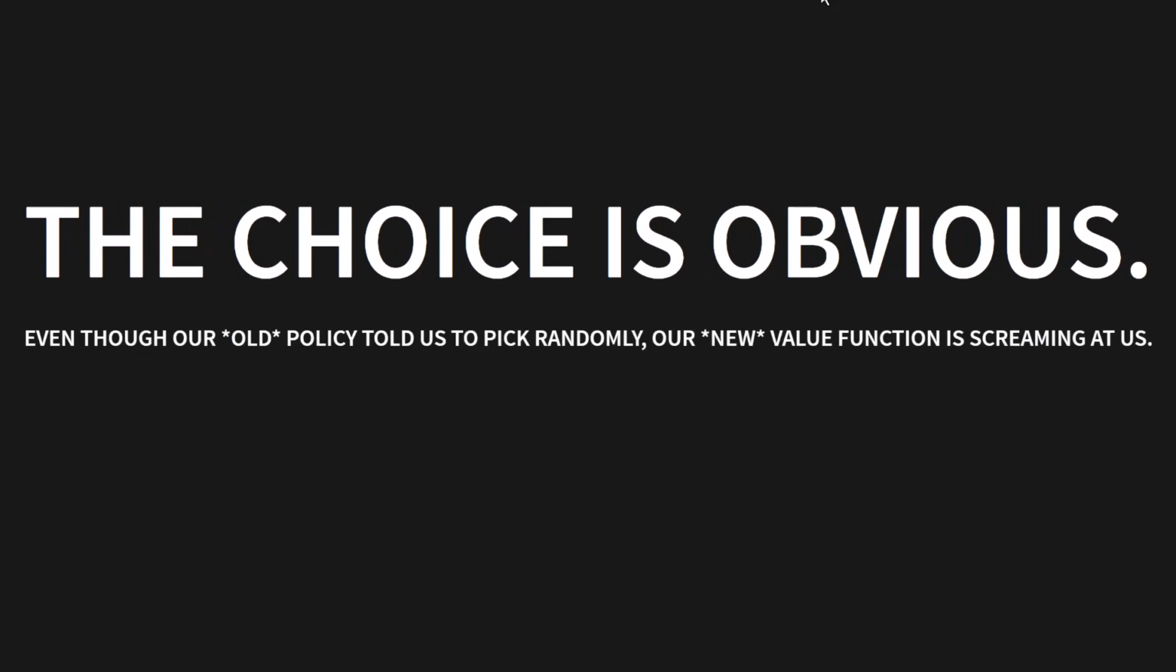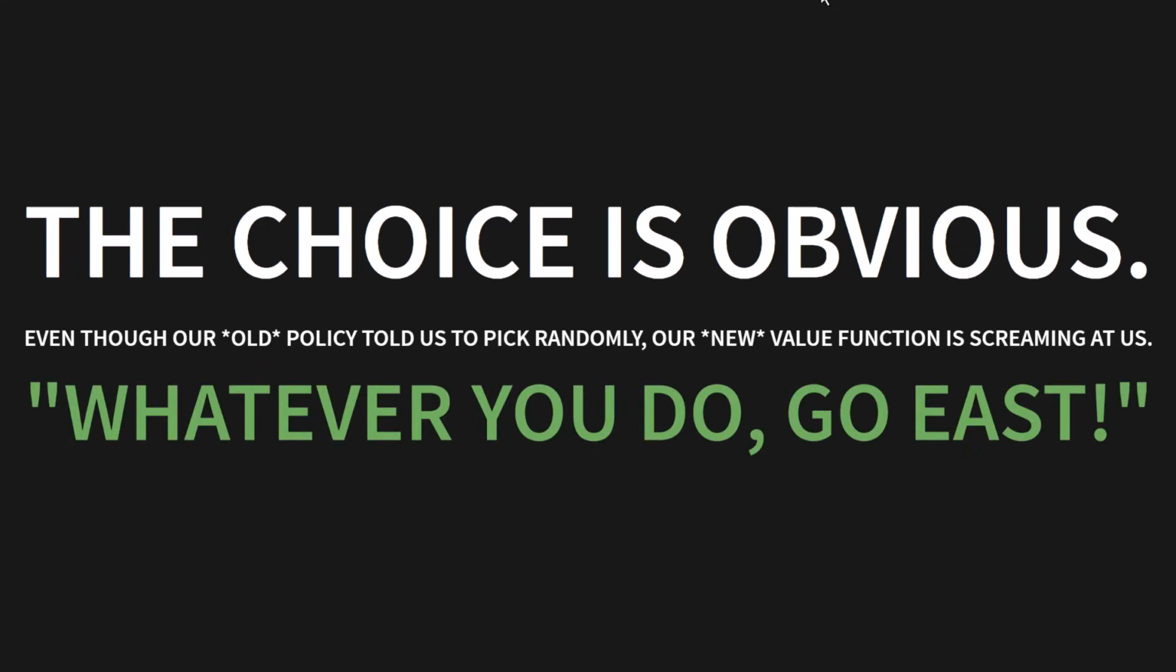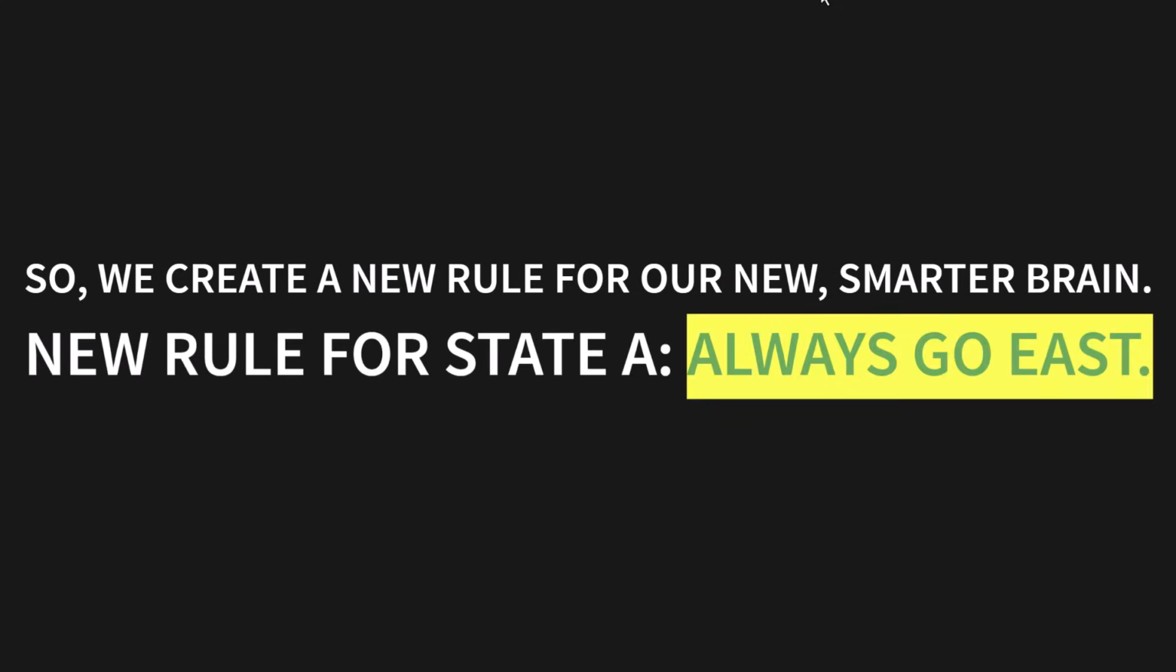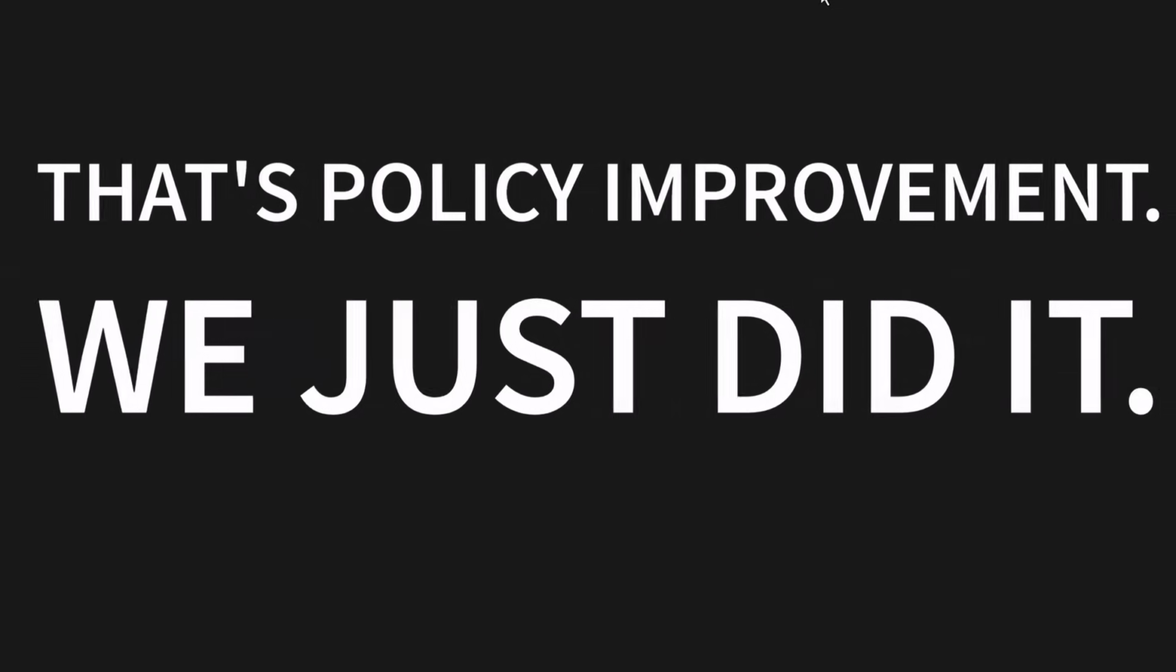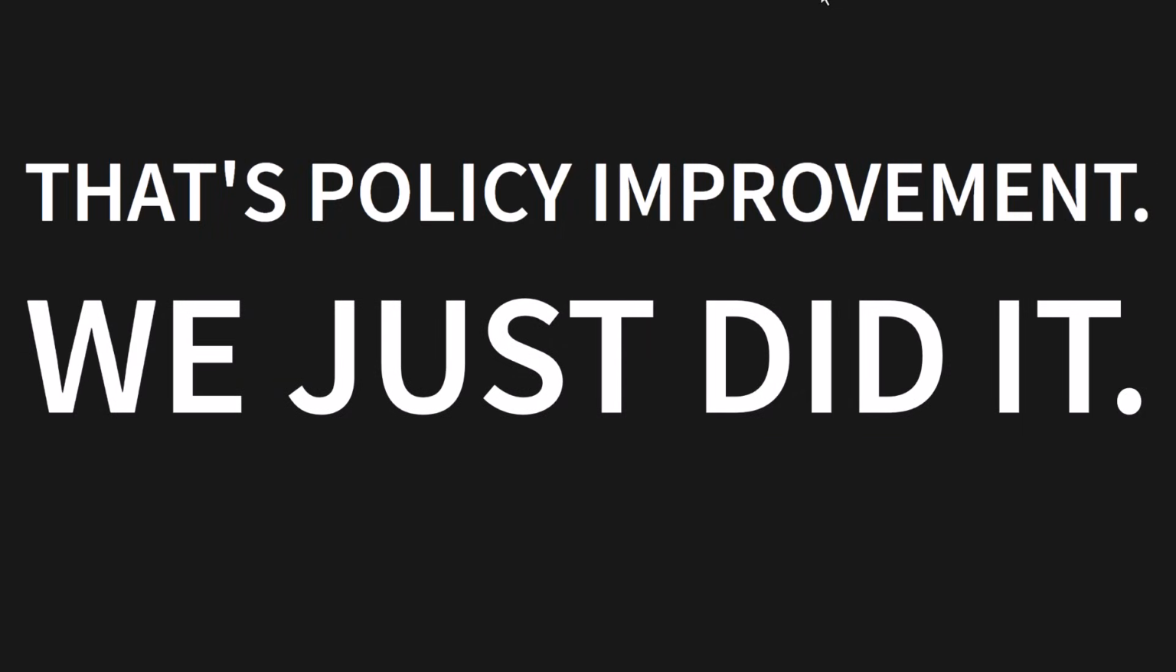The choice is obvious, isn't it? Even though our old policy told us to pick randomly, our new value function is screaming at us. It's saying, whatever you do, go east. It's the only move that isn't a total disaster. So we create a new rule for our new, smarter brain. New rule for state A. Always go east. That's policy improvement.